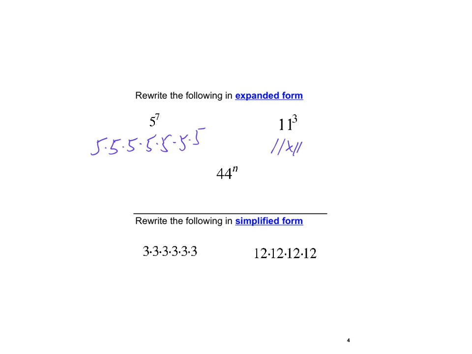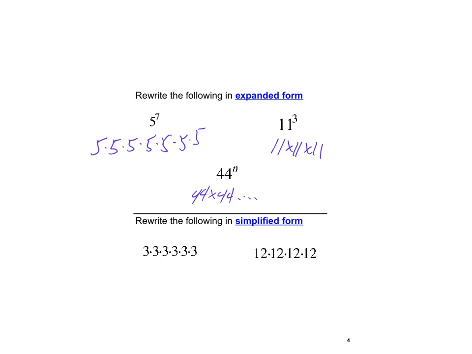So this would be 11 times 11 times 11. And this would be 44 times 44, n times. So this would be whatever n would be. It could be 10, it could be 100, it could be 1,000. It would obviously be a very big number if n was something bigger than 5, 6, 7, 8. But it's just multiplying 44 times itself, however many times we set it to be.